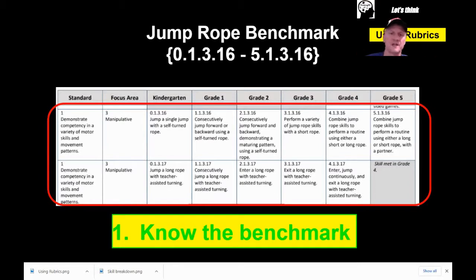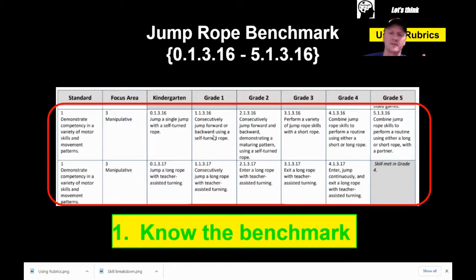So we're zoomed in here on the kindergarten, first, second grade benchmarks. And you need to know and understand those. And often they give a nice progression of how this skill should go. So in kindergarten, they have a single jump with a self-turn rope. Then you reset and they go again. By grade 1, that should be consecutive and they should be able to do a few in a row. And then grade 2, they should be able to do forward and backwards.